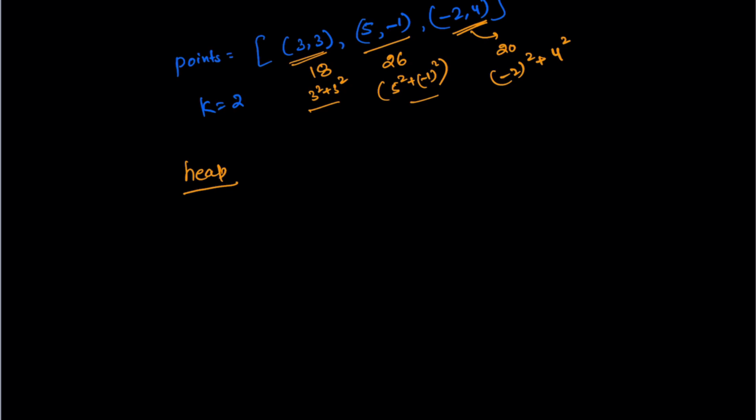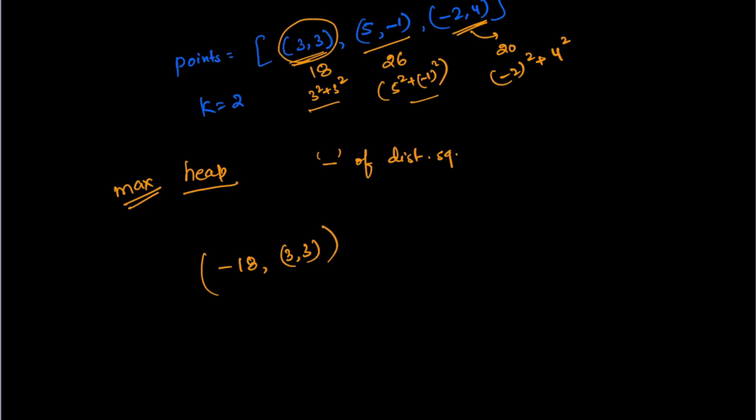To solve that, we will store the negative of distance squared, so that the item that is farthest away from the origin gets popped out first from the heap. In other words, what we are building is a max heap. So now let's see point 3 comma 3, its distance is 18. So what we are going to store in the heap is minus 18, then 3 comma 3.